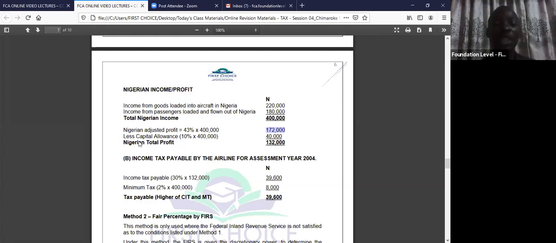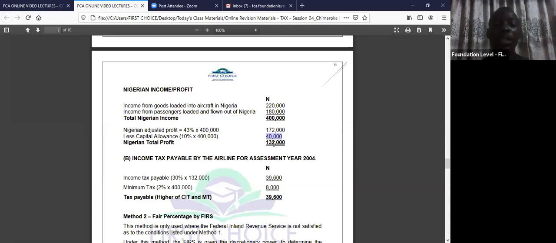Then your depreciation or capital allowance is now the depreciation ratio, 10% of 400, which is 40. Do you remember the ratio that time we said it was 10% of 1,200,000, so it was 120, which was 10%. And so the same ratio is still used here, 40. So when you less 40 from 172, you have 132,000 as your Nigerian profit.